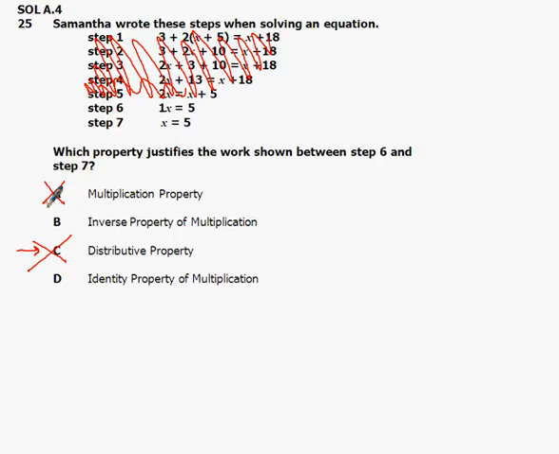The inverse property deals with reciprocals, and we didn't do anything with reciprocals here. All we did was start with a 5 and end up with the exact same value. And so that's why the answer to this one is D. You're left with an identity. You're left with the exact same thing that we started with in step 6. So this is why the property that justifies step 6 and step 7 is the identity property of multiplication.